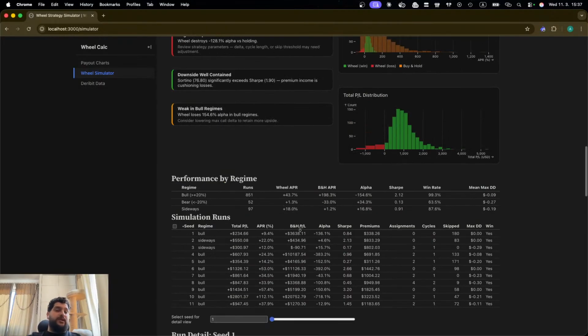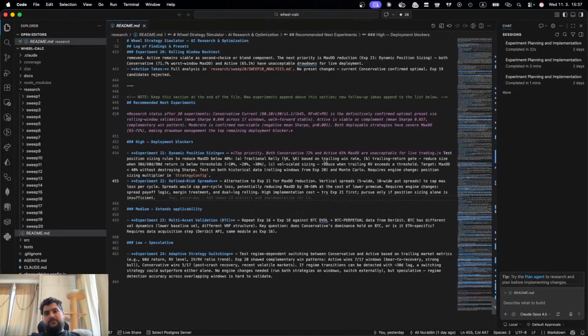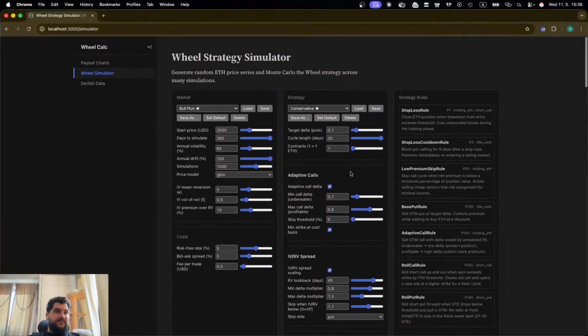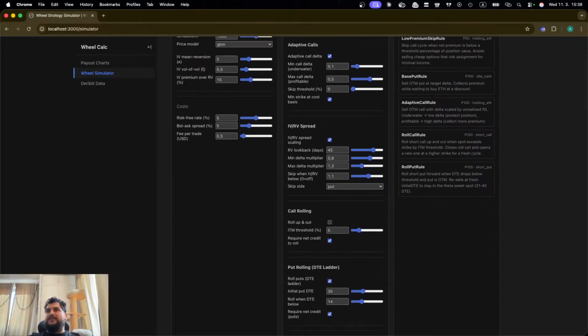So what we've been doing for the last 5 to 6 episodes already, like a third of it, we were running the experiments. As you can see here, there are folders from sweep 1 to sweep 20, and these are all experiments with different params. I was looking at all these params on the strategy and thinking, how do we test it?